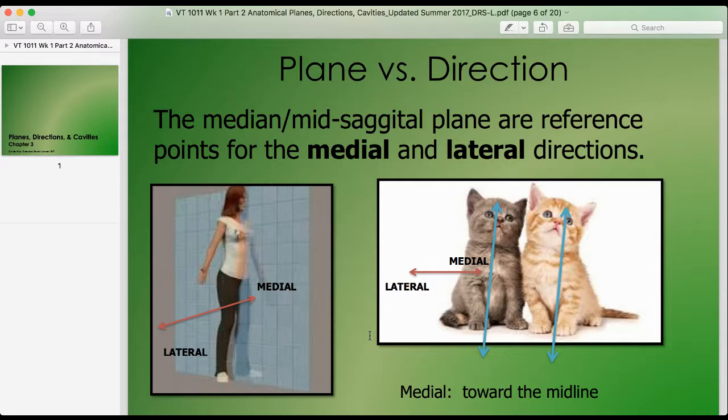And then we also have, when we look at a limb, we will say that the part of the kitten's front leg that is closest to the blue line would be considered the medial side of that leg, and the part that is furthest away would be considered the lateral direction. So medial, again, can also refer to a direction, as far as an inner portion of, let's say, a leg, or a lateral side being the outer portion.